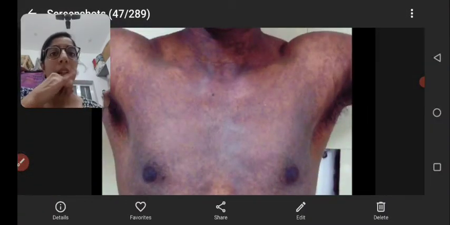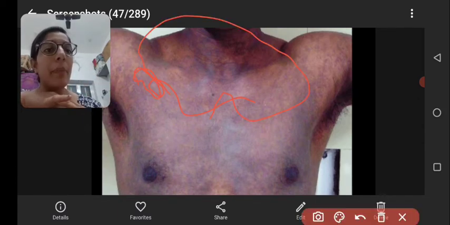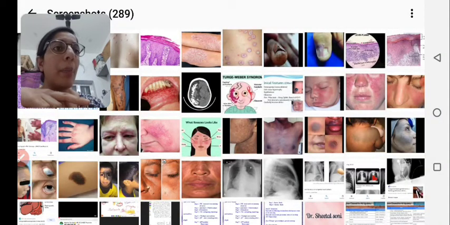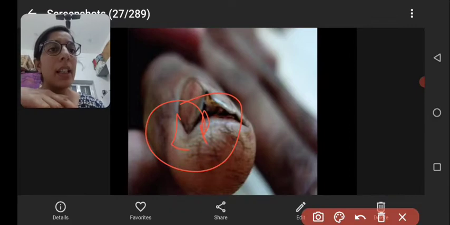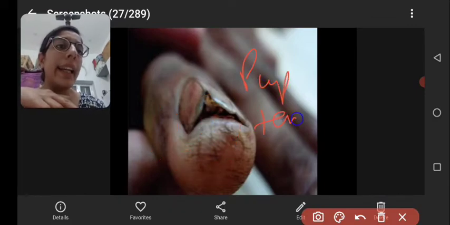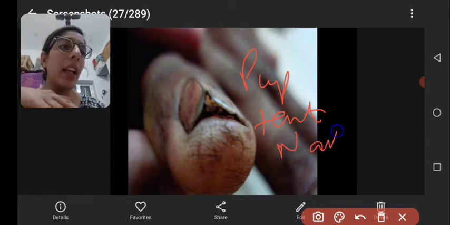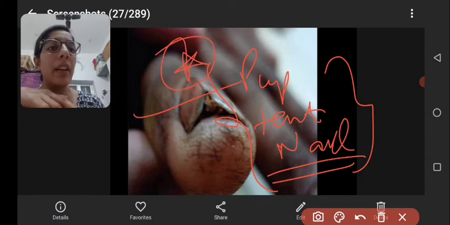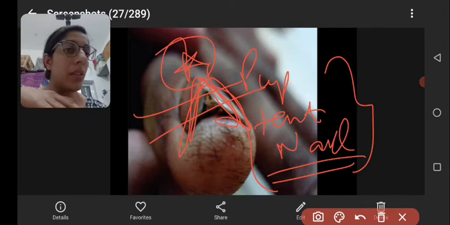Acquired condition, ठीक है, acquired condition है, bluish pigmentation है. The condition is most probably lichen planus pigmentosus. The most important thing is, when you see this kind of patient, an important characteristic appearance is this. This is known as pup tent nail. Okay, pup tent nail. Whenever you see this kind of image, this is only seen in lichen planus.